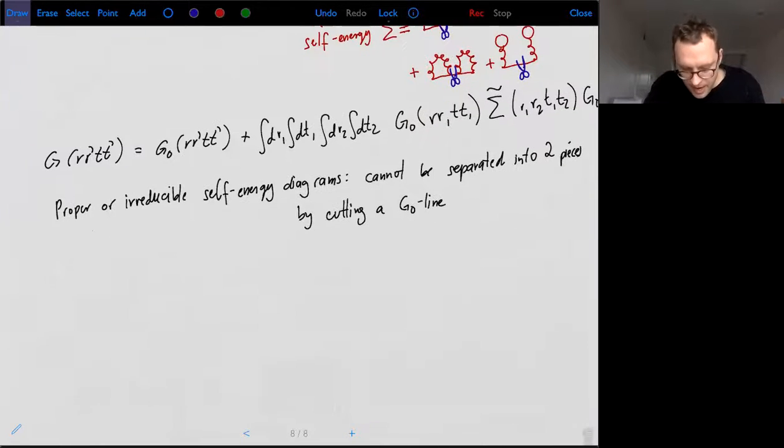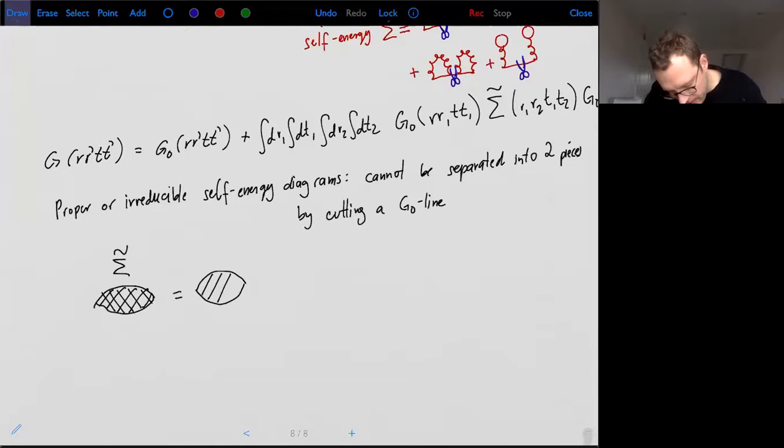So that means that basically I can express my self-energy sigma tilde in terms of another self-energy, basically a self-energy that only contains the irreducible diagrams, in the following way. So this one is sigma, which only contains the irreducible diagrams, and you can express basically sigma tilde in terms of sigma in the following way.